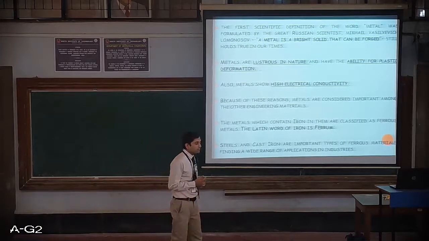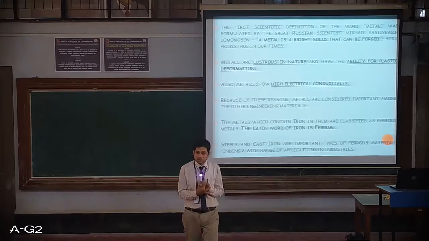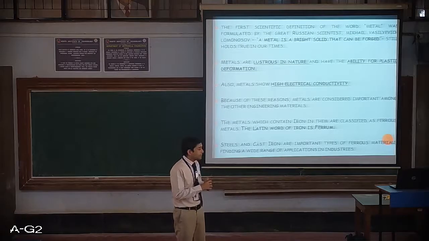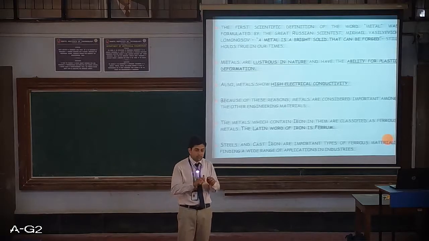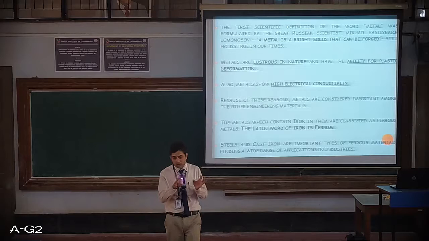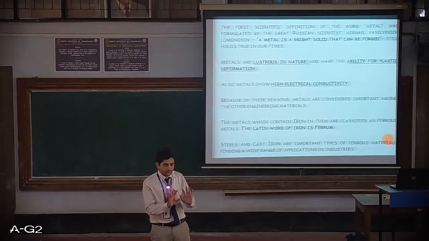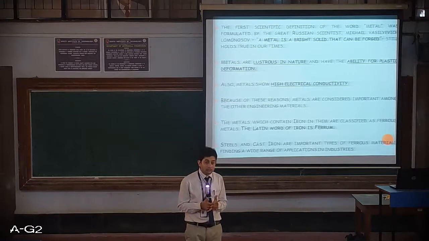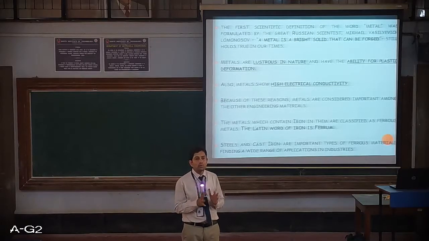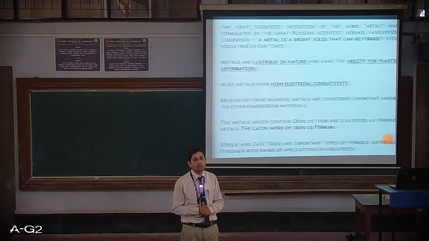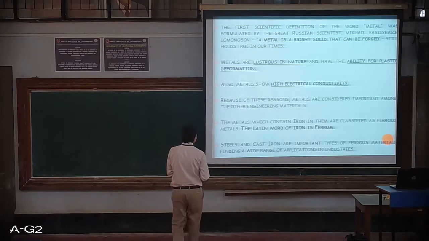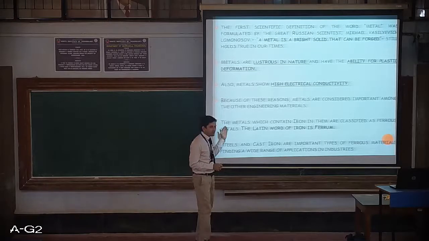What are the properties of metal? The properties of metal is that it is lustrous in nature. The meaning of lustrous is that it shines. Then it has the ability for plastic deformation, means you can plastically deform it. Just like a plastic, you can deform it and give a shape, of course at high temperature. Then it also shows very good electrical conductivity and thermal conductivity also. So these are some of the important properties because of which metals are widely used for n number of applications or engineering applications, right?